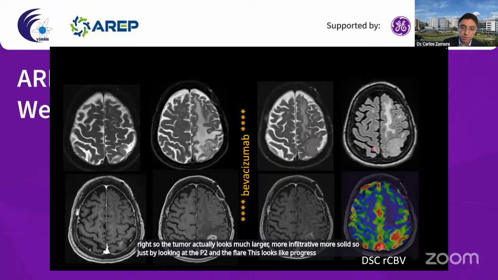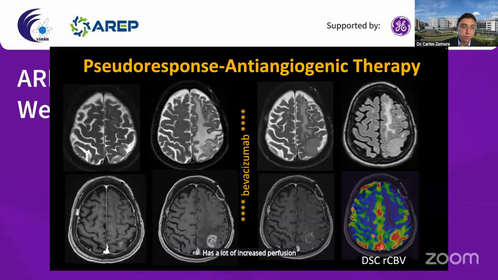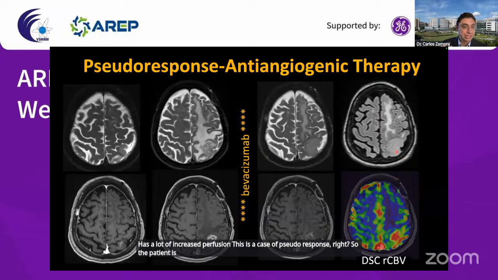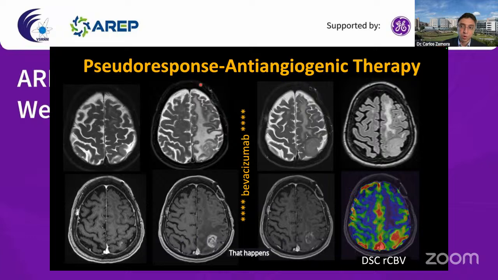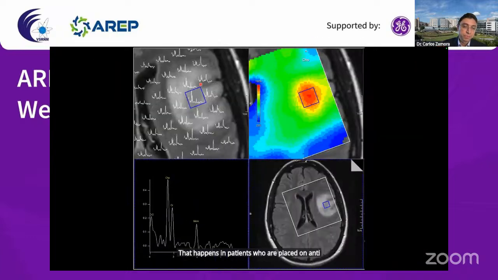And on top of that, you do perfusion, and that's your rCBV perfusion. You can see how red it looks there, right? So that area has a lot of increased perfusion. This is a case of pseudo response, right? So the patient is progressing, right? But it also almost seems as if it's responding, right? But this is a fake response. This is a pseudo response that happens in patients who are placed on anti-angiogenic therapies.